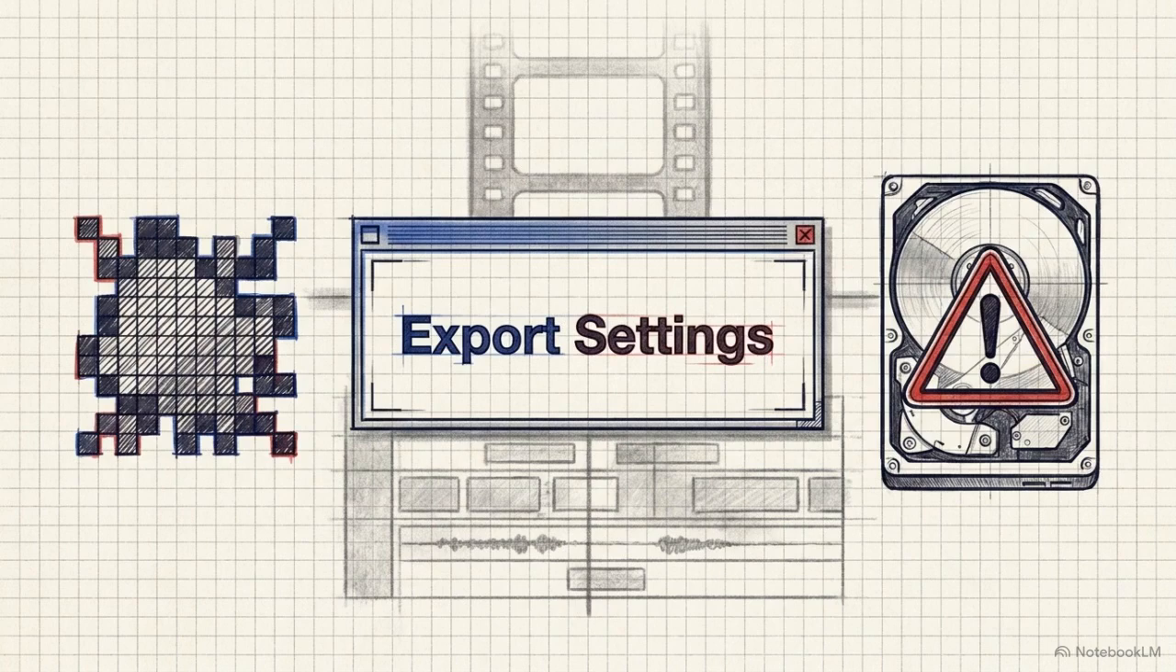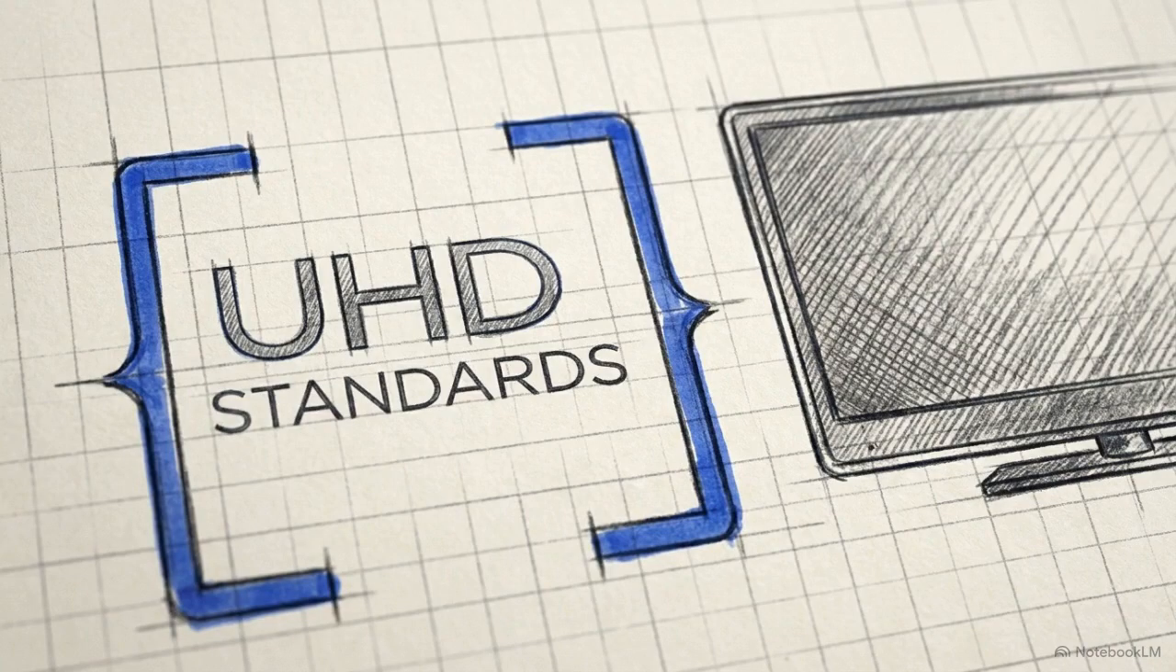An improper configuration here results in unwatchable pixelation, or a file too massive to upload. Modern platforms require specific baseline settings. The H.264 codec, matched to a 4K resolution of 3840 by 2160 pixels.